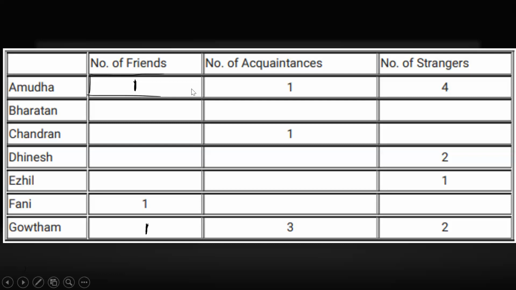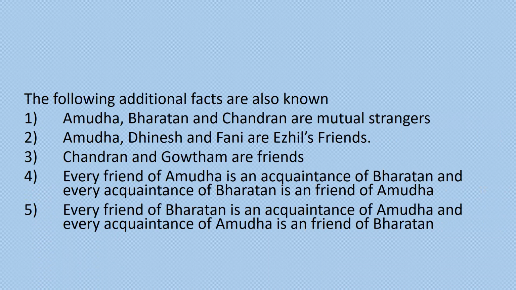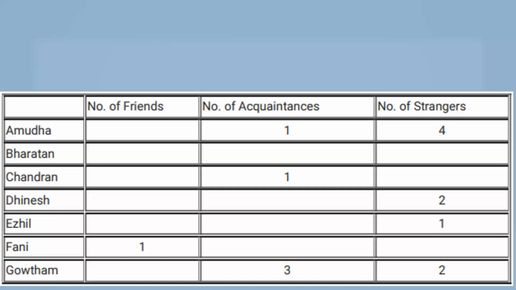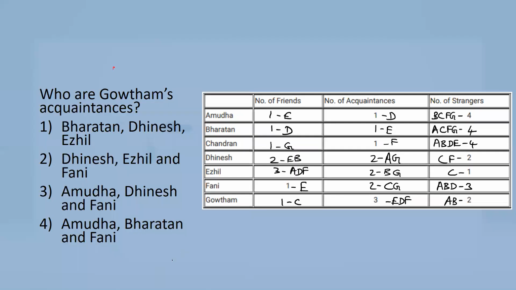So some of the facts have been given. The following additional facts are also known. Using this, let us fill the missing numbers in the table. The missing numbers were 1, and then 3 and 2. So I will be filling 1 here.